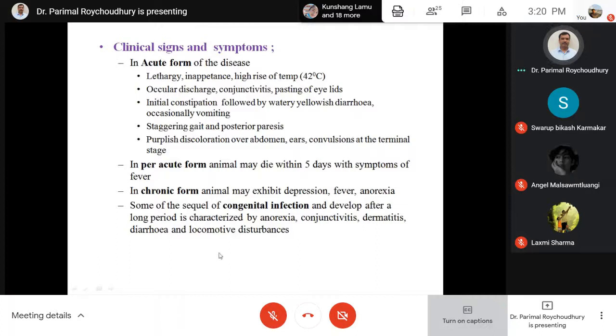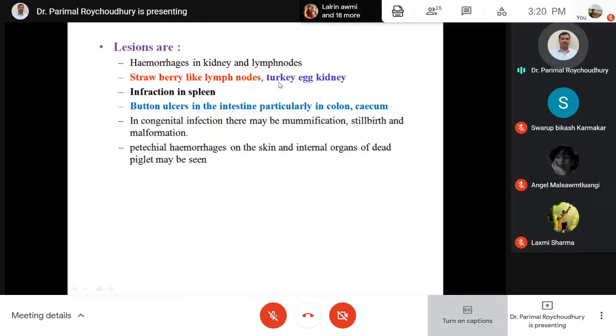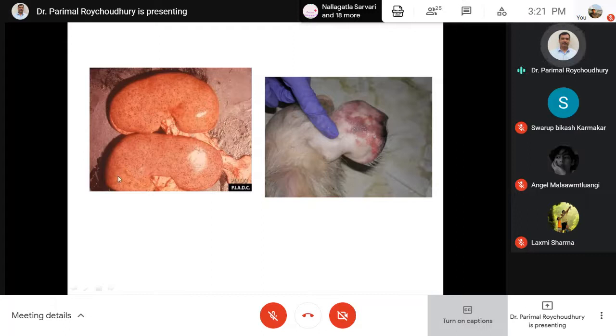Coming to the lesions, some of the things like what we call turkey egg kidneys. Probably all of you have seen turkey eggs having some spotted lesions. This is the kidney, and you can see the pinpoint, spotted hemorrhages on the surface. It looks like the skin surface of a turkey egg. That's why it's called the turkey egg appearance of the kidney. And these are some of the blotches and hemorrhagic patches that we can see in the ear of a white skin pig.